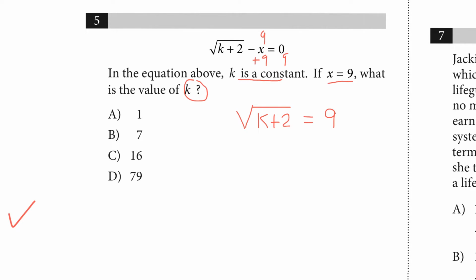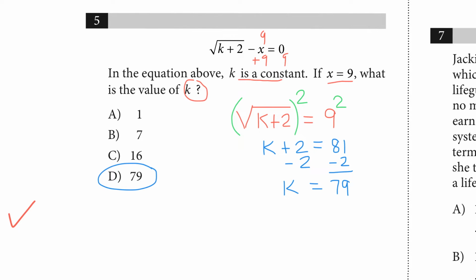And if I want to get rid of the square root, I have to square both sides. So I'm going to square both sides. And by doing that, the square root and square cancel out. I now have that k plus 2 is equal to 9 squared, which is 81. And if I subtract 2 on both sides, I think you already know that k has to equal 81 minus 2, which is 79. And that would be answer D. That would be the correct answer there, answer D.